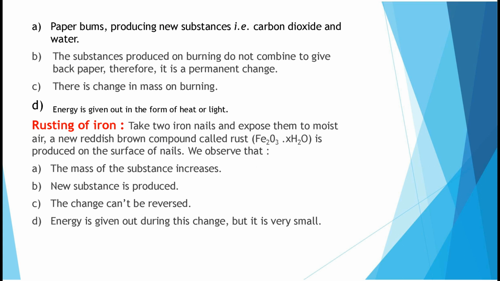And the following observations we will get. The mass of the substance increases. When this happens, the mass of the substance will increase. A new substance is formed, that is iron oxide. The rust is iron oxide. So a new substance is formed. The change can't be reversed. We can't bring back the iron again. Energy is given out during this change, but it is very small. So energy loss is there, but in small quantity. So this is another example of chemical change.